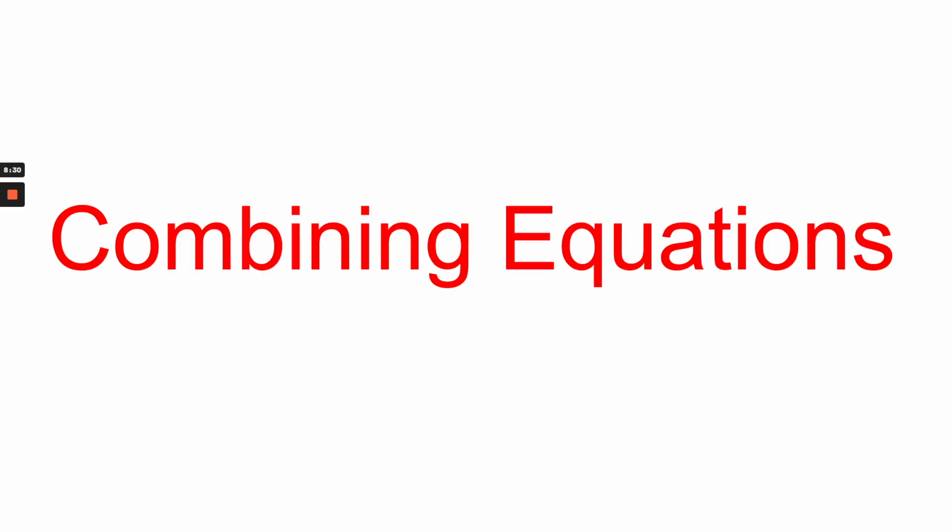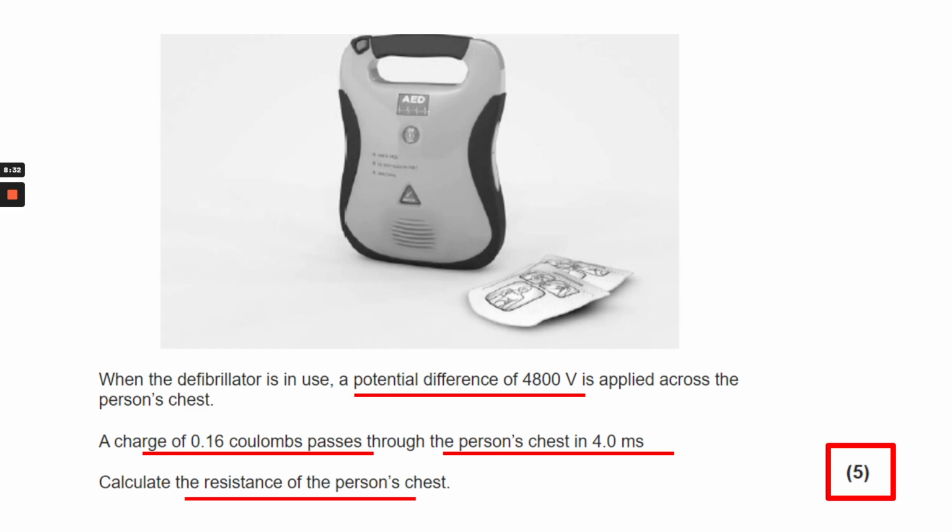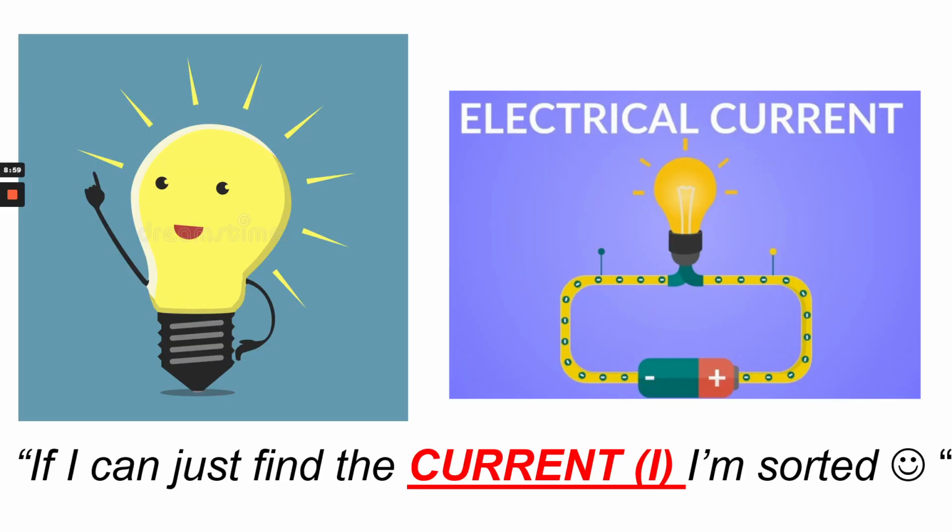Now, combining equations. With a potential difference, I see voltage. Now, this one, I see coulombs, and I see milliseconds. I'm immediately thinking Q is equal to I times T, and then I'm seeing resistance and potential difference, so I'm thinking V is equal to I times R. All that's missing is the current, but I also know that it's 5 marks, so there must be a trick in somewhere. 2 equations with a trick, and there is. If I can find the current, I'm sorted.